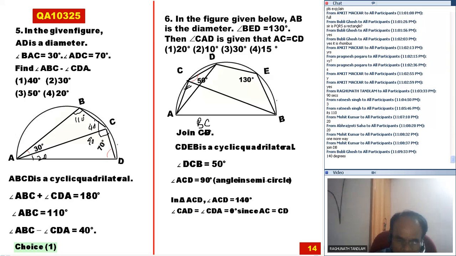130 is given, isn't it? Sachin, 130 degrees is given. Now, I know ACD is 90 degrees. So I can find out DCB using the cyclic quadrilateral. That's all. Right, next one.